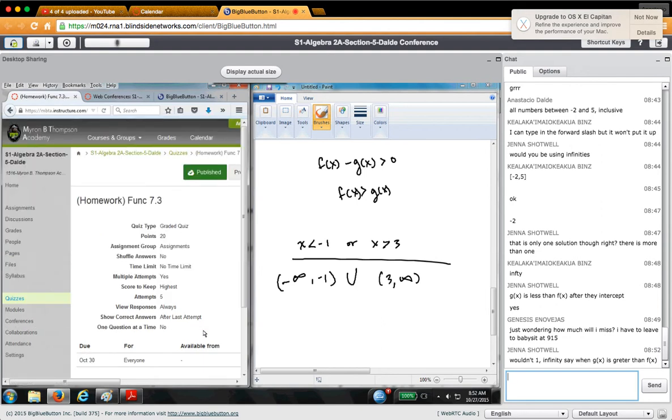Wouldn't one infinity say g of x is greater than f of x? Oh, are you saying, wouldn't you say when g of x is greater or infinity? Say, wait, I'm not sure. I don't understand your question, Jenna. Because the numbers go up from 1. Oh, are you asking about this interval right here, 1, comma, infinity?